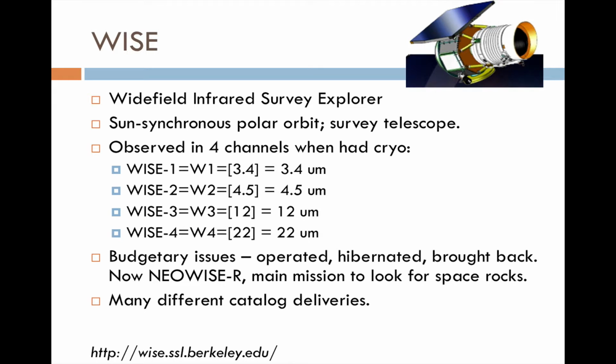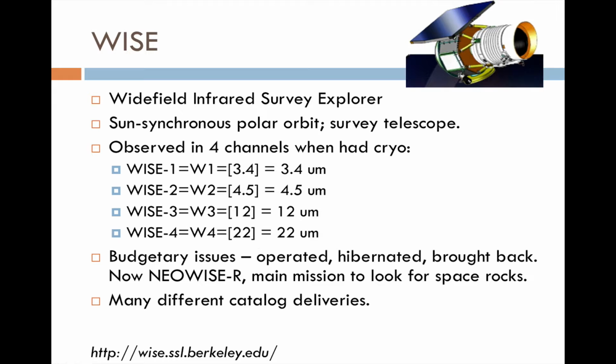WISE is the Wide Field Infrared Survey Explorer. It is in a sun-synchronous polar orbit. It is also a survey telescope. It observed in all 4 channels when it had cryo, and here we've got the nomenclature again. Sometimes it's WISE-1, W1, 3.4 microns, or with the brackets if you're talking in magnitudes, 4.5, 12, and 22 microns.